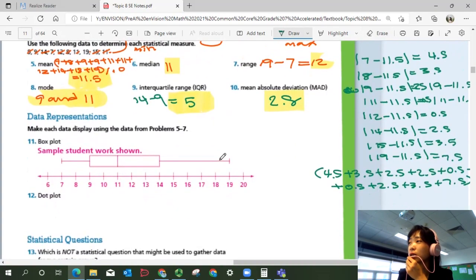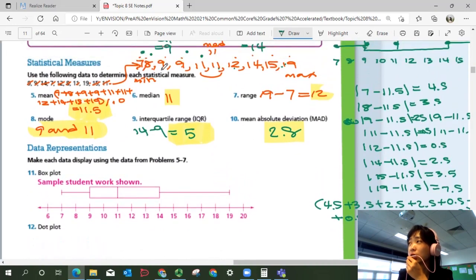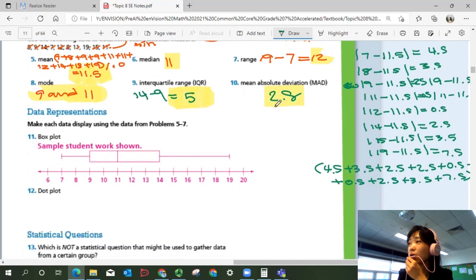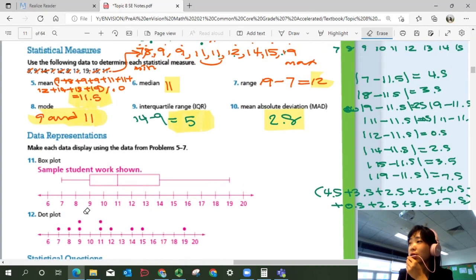Dot plot. How do you make a dot plot? You're gonna put dots for each data point on your number line. So 7 and then 8, 1 8, 2 9s. If your number is repeated, you just put it on top of each other. So these are the answers. Please check your answers for 11 and 12.